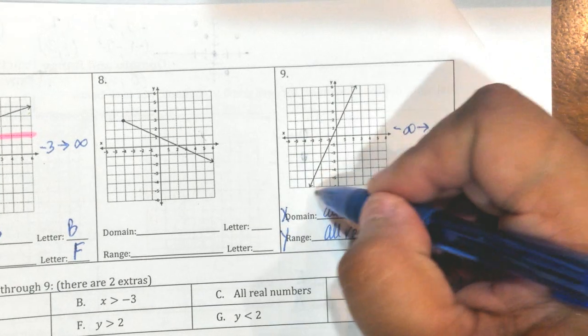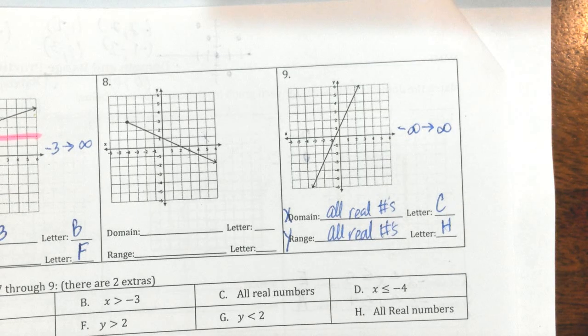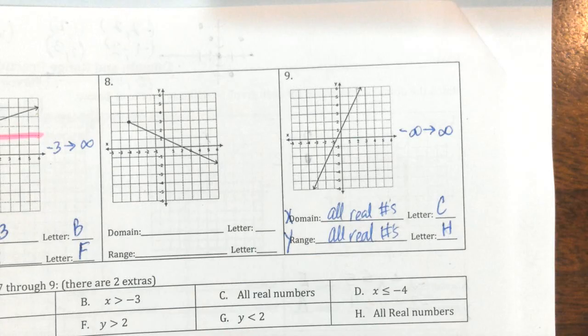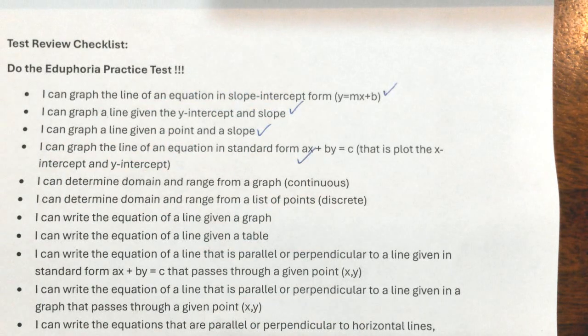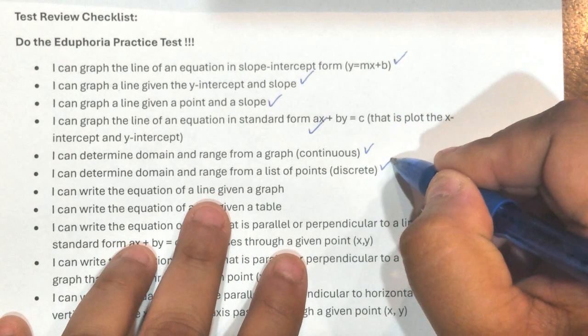And why? It's because of the arrows, okay? Unless I see a definite stop like this, and you see an arrow, arrows are infinities. Alright, so that's domain and range in a nutshell. So that takes us through this one and this one.